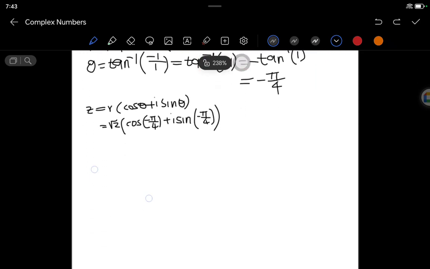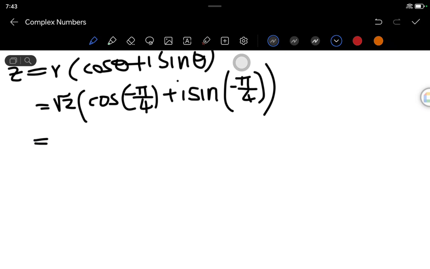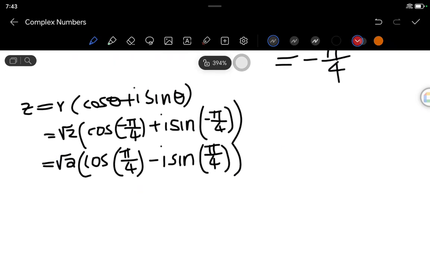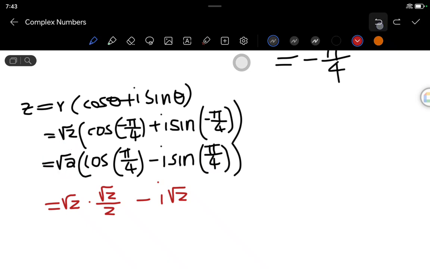Since cos is positive there, the answer of cos is going to be positive, cos of pi over 4. You see, right? And the answer of sine, since we're in the fourth quadrant, is going to remain negative. So this will be our solution. If you want to confirm this, we can even try to do this. This is root 2 times cos pi over 4. Remember, it's root 2 over 2. We've checked that. Minus i times root 2, and sine of pi over 4 is also root 2 over 2.